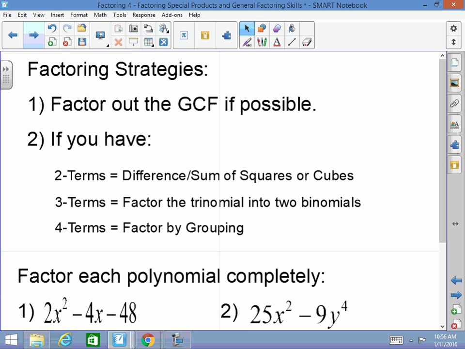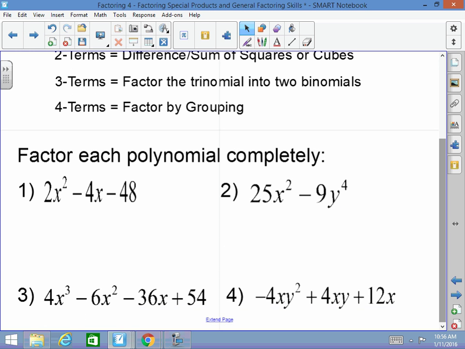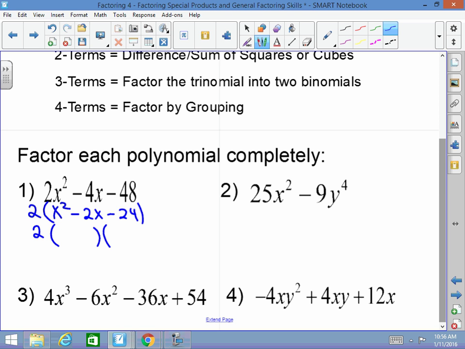So let's just take a little gander at what we would do here. So for number 1, right off the bat, everything's even. So me personally, I'm going to factor out a 2 right off the bat, giving me x squared minus 2x minus 24. Then I'm going to ask myself, what times what is negative 24, but when added together is negative 2? And that's going to be negative 6 and positive 4. I'm done. That's it. That's the power of factoring.